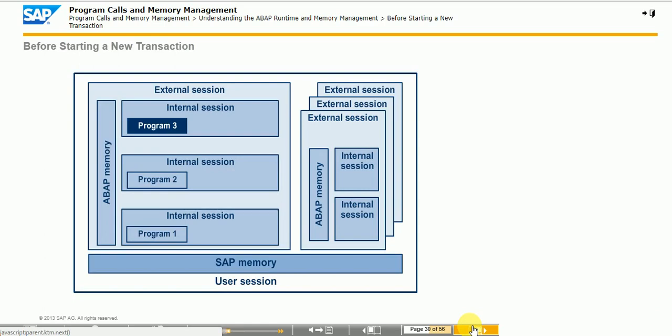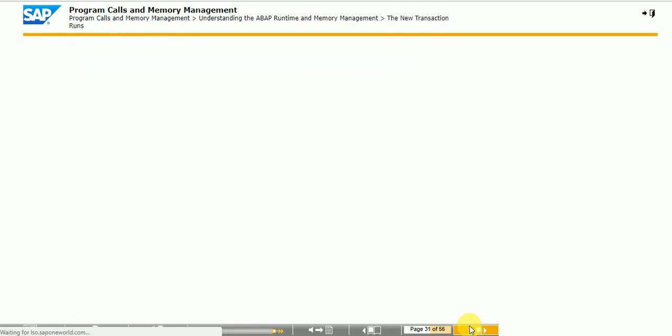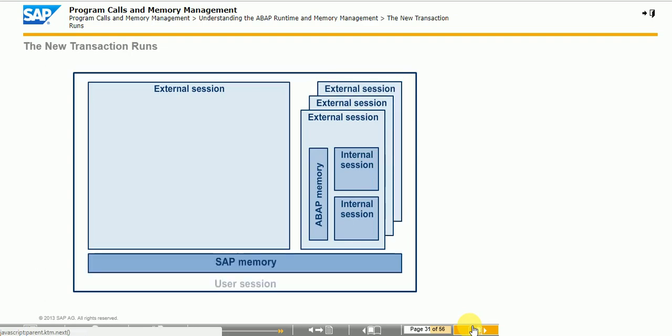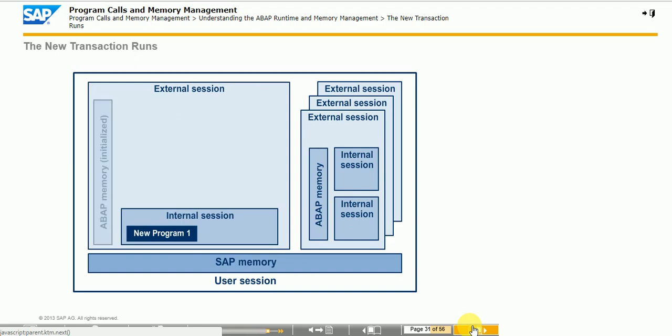The starting point for the third case is the execution of a leave to transaction statement within a program. When you start a program using its transaction code, the system destroys all internal sessions in the stack. The system then creates a new internal session which contains the program context of the called program. The system initializes the complete stack of internal sessions, which also means it initializes the ABAP memory after the call.